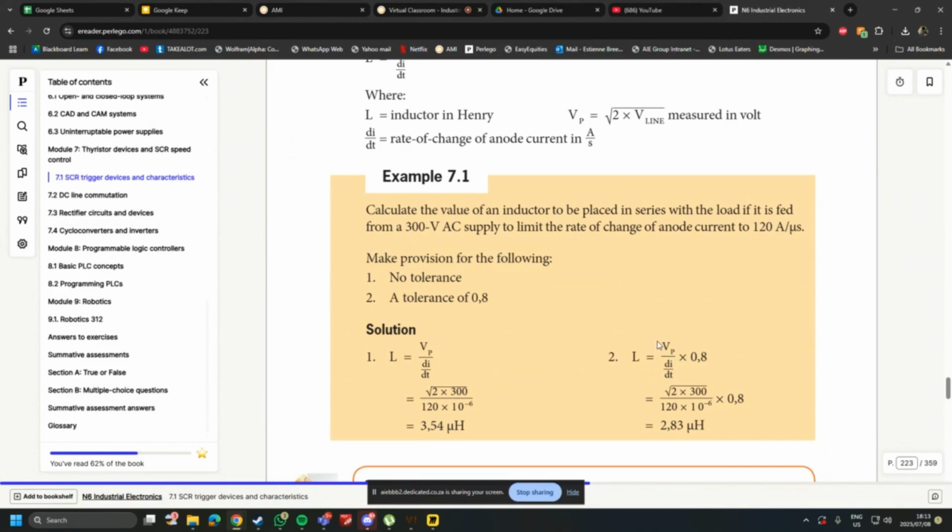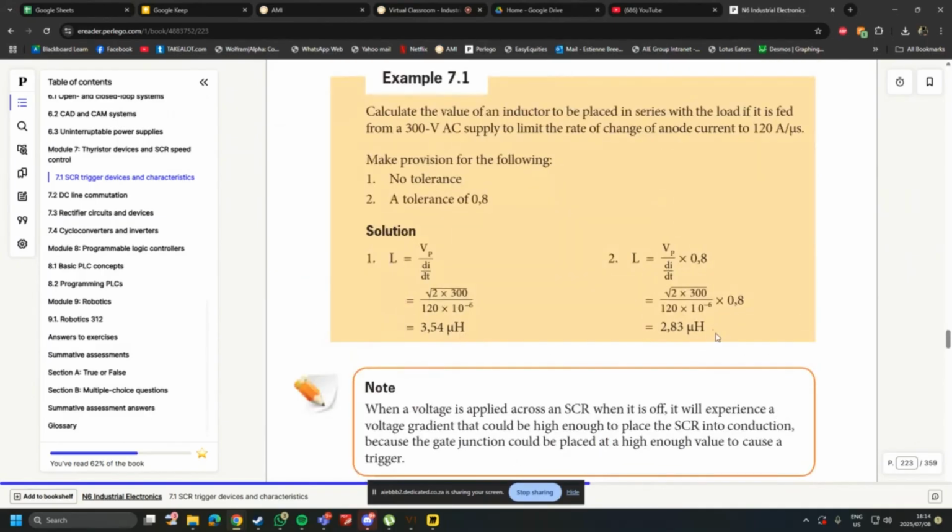Now, in the case of accounting for a tolerance of 0.8, 80%, I think. Yeah, I'm actually thinking here the textbook is just giving us the best case scenario, where you have a smaller inductor. I think that should actually be multiplied with 1.2, so for a 20% increase. But in any case, we have a tolerance of 80%. So basically just take the inductor value times 0.8, and that's going to give you 2.83 microhenries.